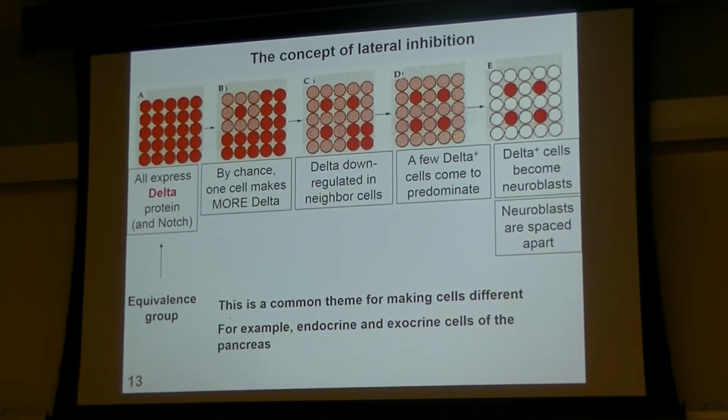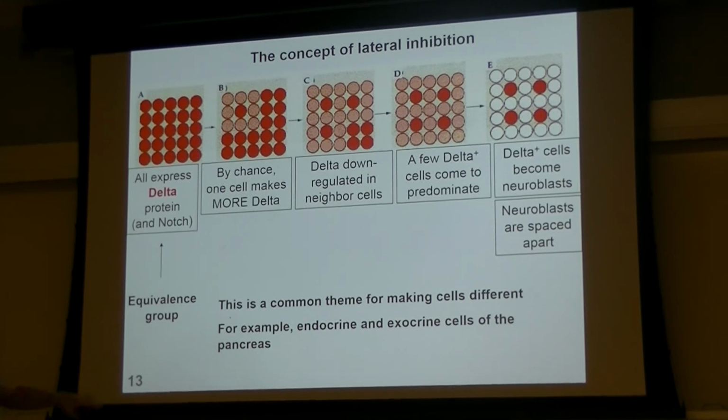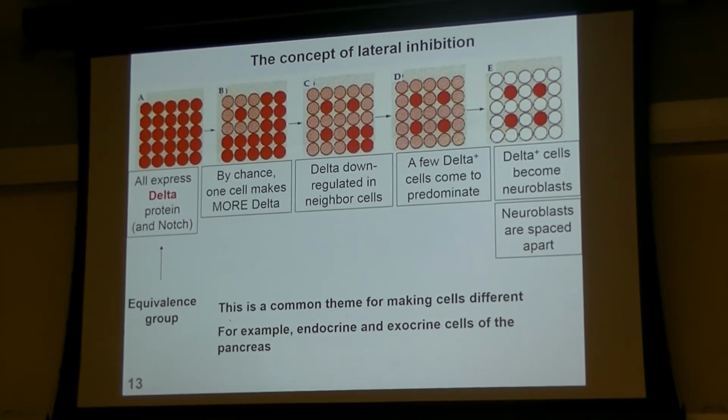Initially, we have a field of cells. The cells in that field are called the equivalence group because initially they are all equivalent in their ability to establish this particular cell fate. So initially, in theory, any one of these cells could become a neuron, and which ones actually do are going to be the result of these lateral inhibition events that happen between the cells.